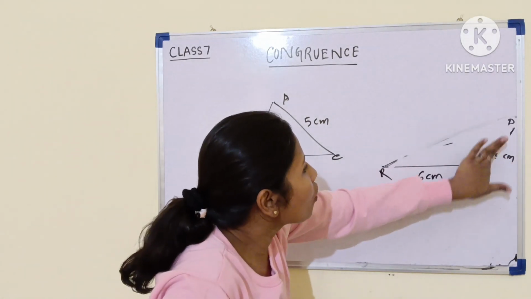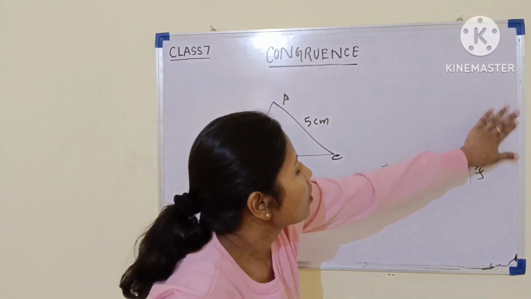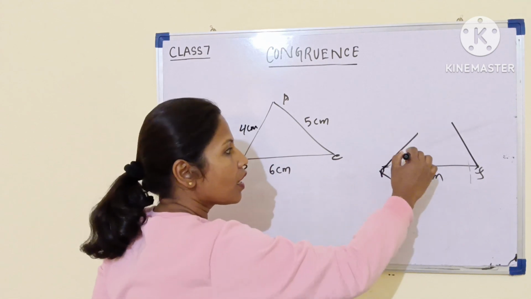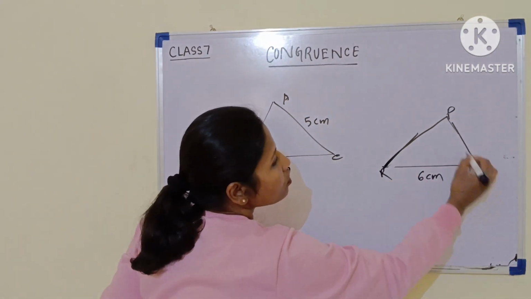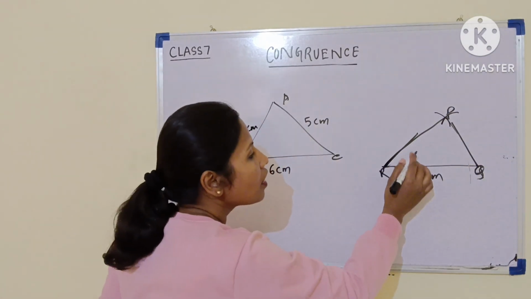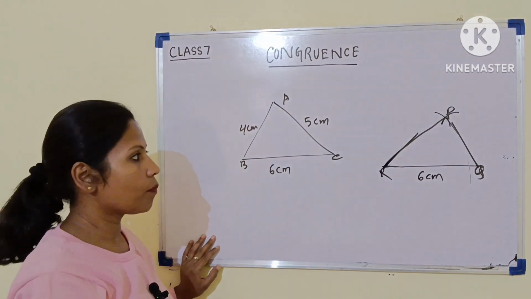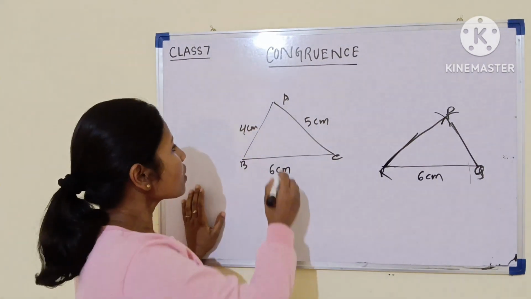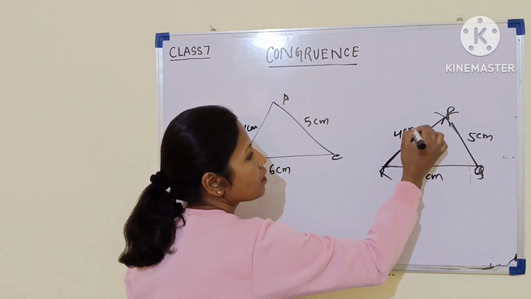So you will take an arc of 5 centimeter here and 4 centimeter here, like this. So PQR. Suppose this is 5 centimeter, this is 4 centimeter. So we will take an arc and now these two triangles will be completely the same. Okay. So side, side and side. This is called the side, side, side property.